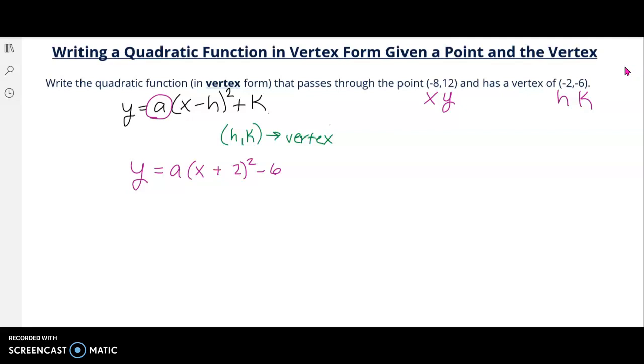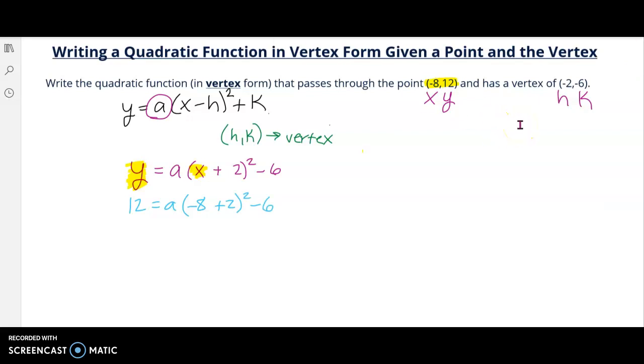So like I said earlier, we are going to take the x and y, and we're going to plug them in for x and y in the equation we just created, and use the calculator to solve. So our y value is 12. The x value is -8. And now we are going to plug it into our calculator to solve for a.